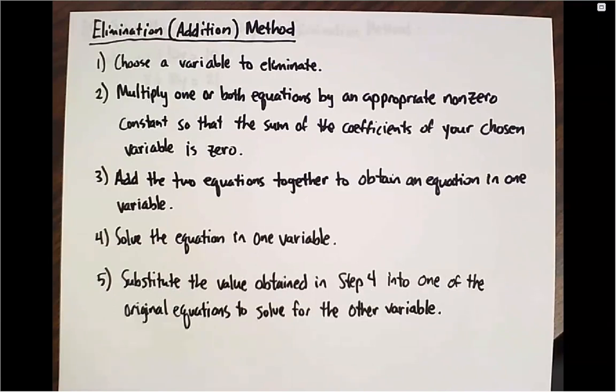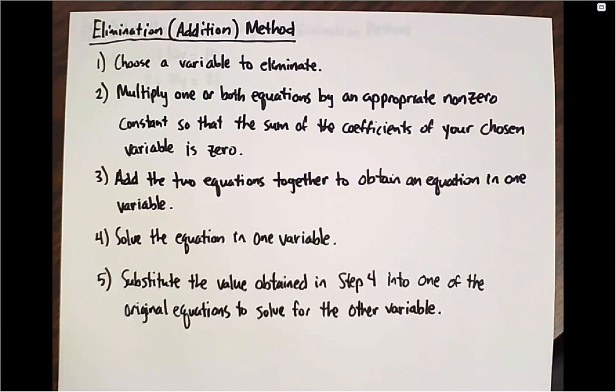You may only have to multiply one of the equations. Or you may have to multiply both. Or you may not have to multiply either one of them by anything. There may already be a variable that when you add the equations together, they sum up to be 0. But once you've multiplied and made the coefficients of the chosen variable opposites of each other, then you add the two equations together.